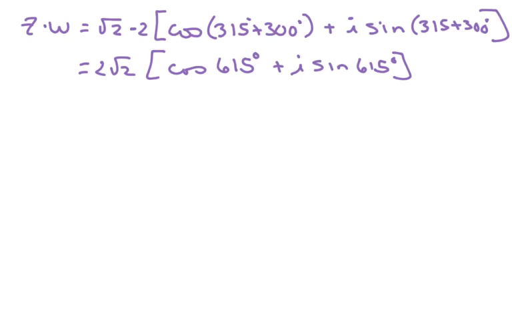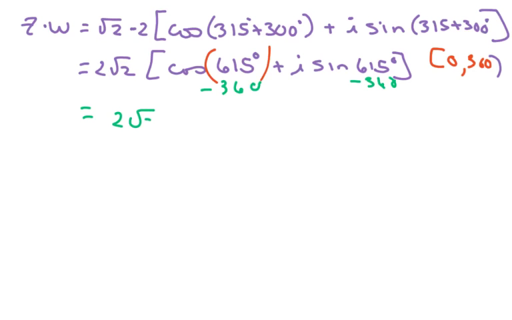Now don't forget, we have to have our argument. This is our argument here. It has to be between 0 and 360, where it doesn't equal 360. So I'm going to go ahead and subtract 360 from these to make them coterminal. And then our final answer will be 2 square root of 2 times the cosine of 255 plus i times sine of 255 degrees.